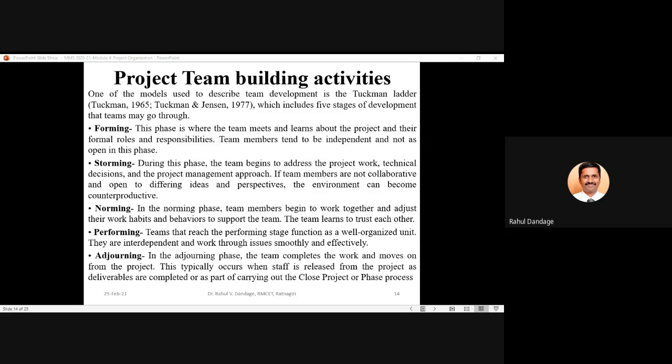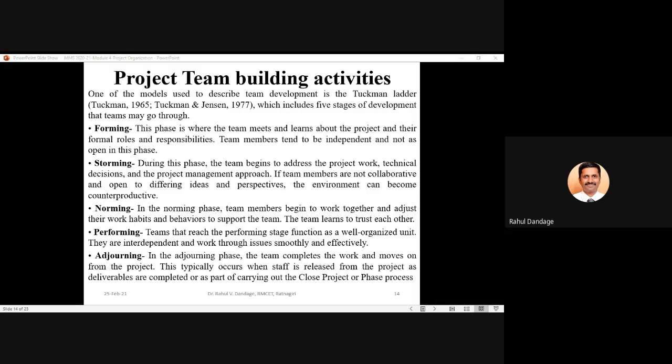The team learns to trust each other. That is another point. In this phase of norming, when the team members are working together, they are trying to adjust their work habits, work cultures, and behaviors with each other. Automatically, a kind of trust, a kind of belongingness gets generated among the team members, and hence the entire team learns the feeling of trust with each other.